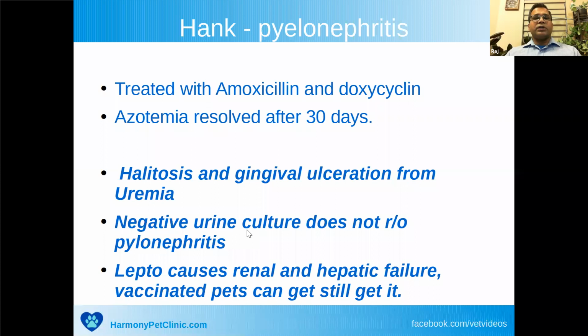A negative urine culture does not rule out pyelonephritis, which is inflammation of the renal pelvis. It can still happen even if there is no growth on the urine culture. And leptospirosis can cause renal failure and hepatic failure. It affects both kidneys and liver. Vaccinated pets can still get leptospirosis because there is no cross protection. There's no cross immunity among the serotypes.